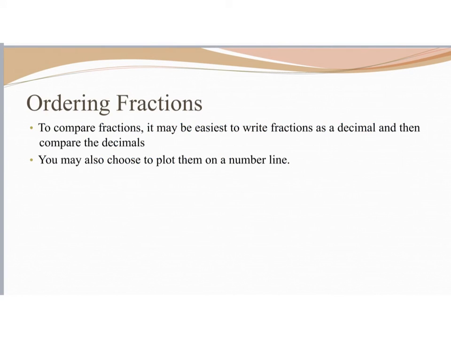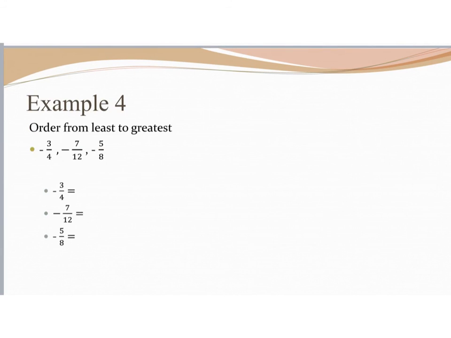And as a quick refresher too, remember that when we're ordering fractions, sometimes it's better to rewrite the fractions as a decimal and then we can compare them. Okay, you may also choose to plot your fractions on a number line so that you can see which one comes first and then second and then third and so on. So for example 4, it says order from least to greatest. So these are all negative numbers. So because they're all negative, I have to figure out which is the smallest negative, and then the next smallest, and then the greatest negative fraction.